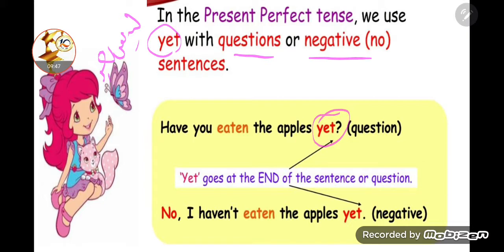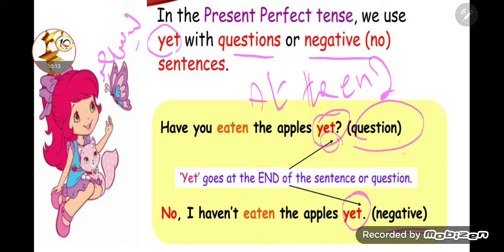So "yet" always comes at the end, meaning at the end of the question or at the end of the negative sentence. As you can see, "yet" goes at the end of a sentence or a question. Even in negative sentences: no, I haven't eaten the apples yet. This is negative. So "yet" comes with the question and with the negative. Okay.